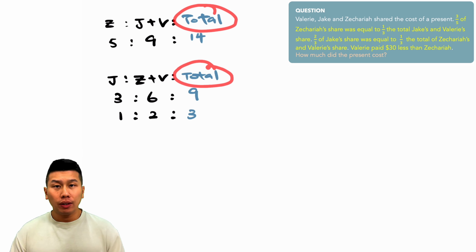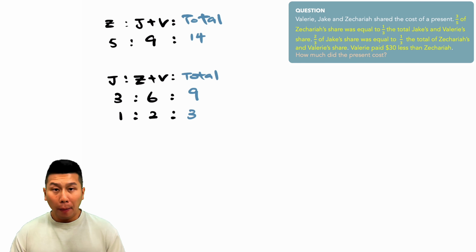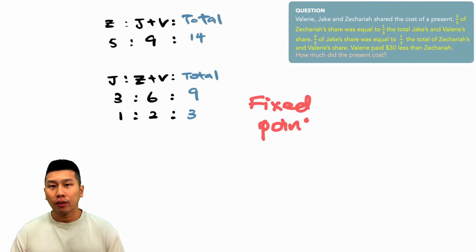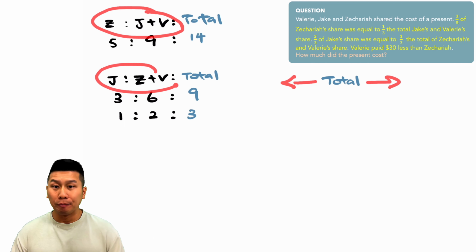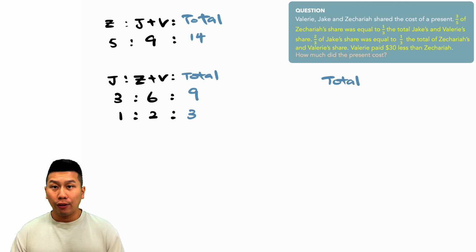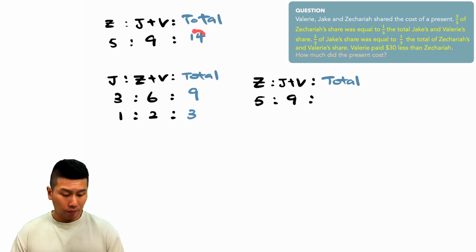So given the constant total here, we will employ the fixed point method to make the units in both ratios comparable. So we'll begin by writing the fixed point, which is the total, and extend the ratio on these two sides over here to include the values to these ratios. So I'll start off with the first ratio, Zechariah is to J is to V is to total. Here we go, 5 is to 9. And we will have the total over here, which is 14.